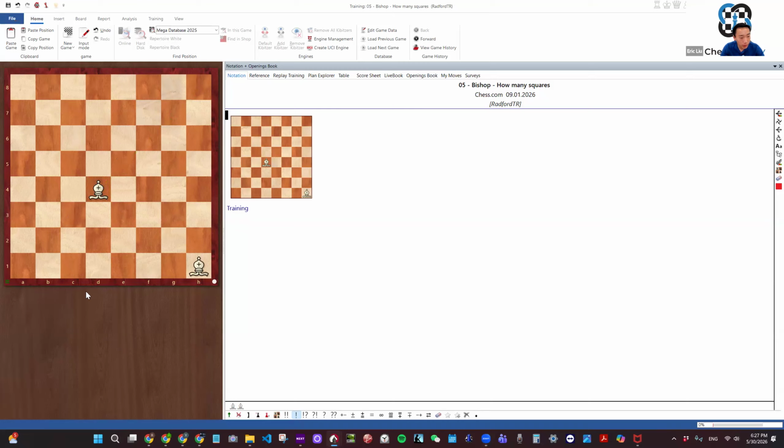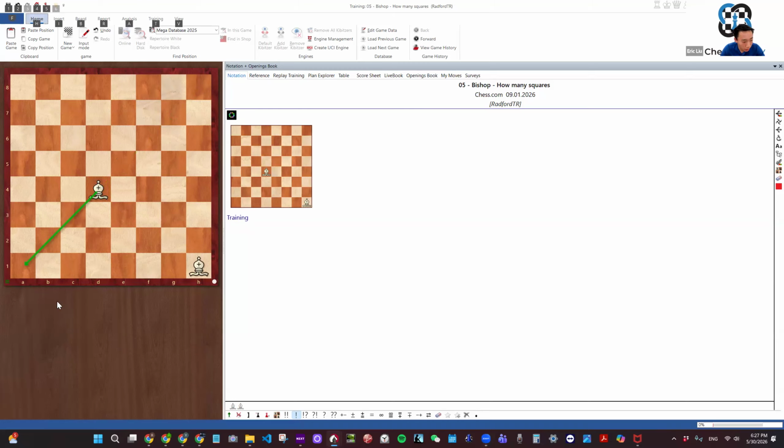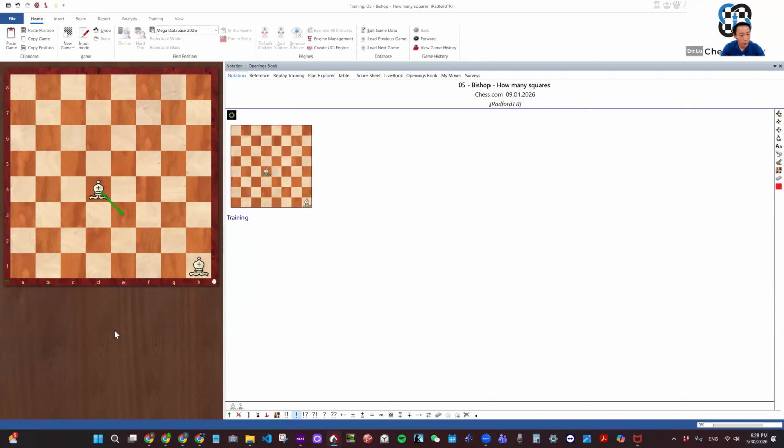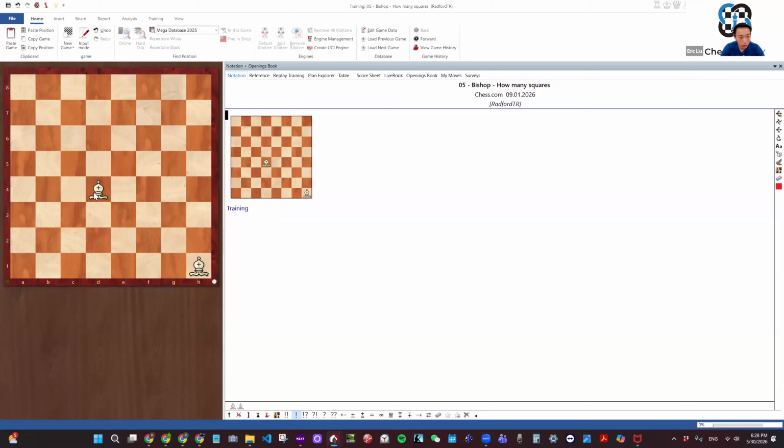It can move to c3, b2, a1, c5, b6, a7, e3, f2, and g1. Okay? So this bishop can move to 13 different squares.